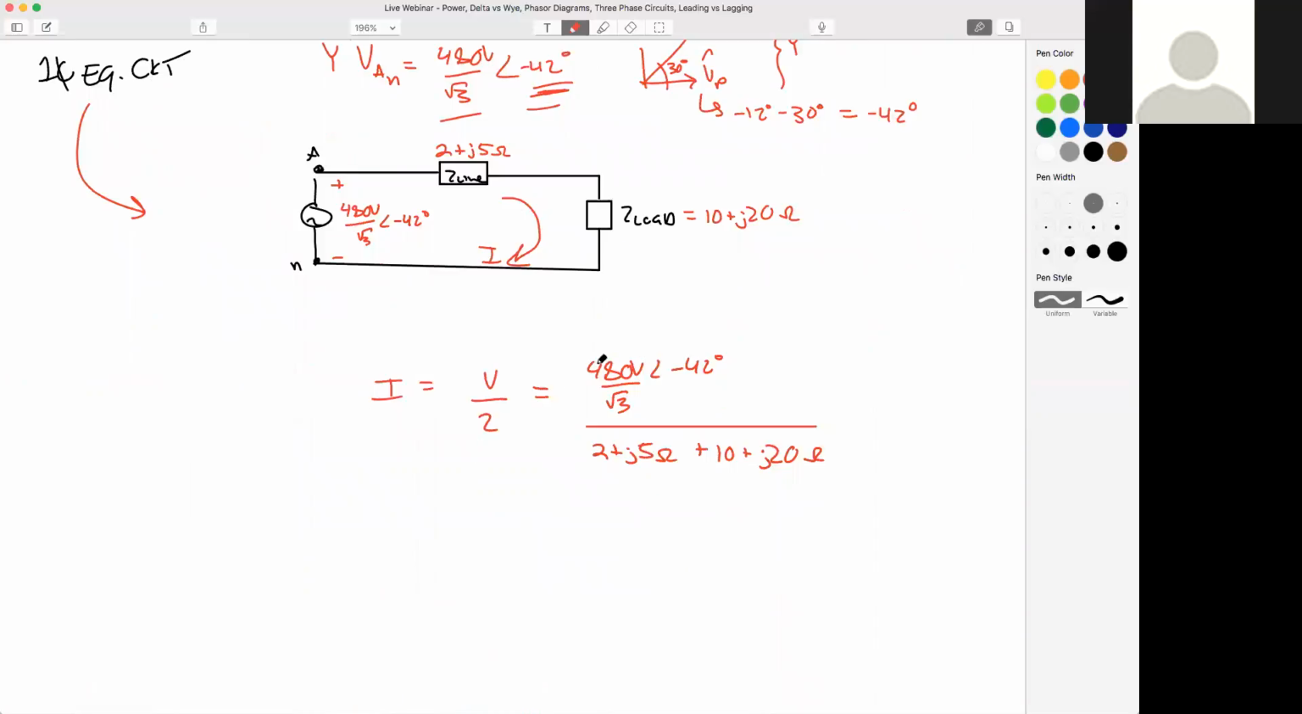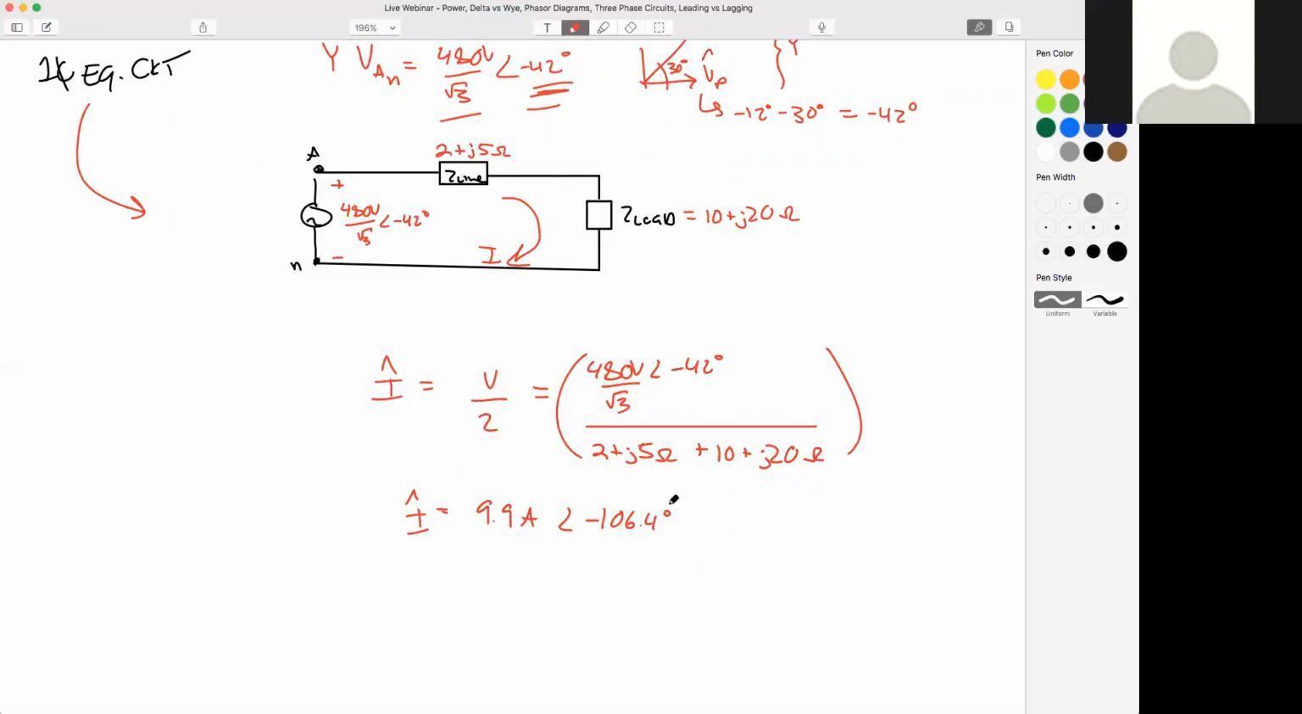Who's got a calculator? Go ahead and work this out for your current. Omar, man, you are on top of it. Look at that. Omar already got it. So Omar said 9.9 amps with an angle of negative 106.4. I'm going to check it really quick. Anyone else, feel free to check it with us. I'm going to check it really quick, and then we'll solve for a voltage drop.